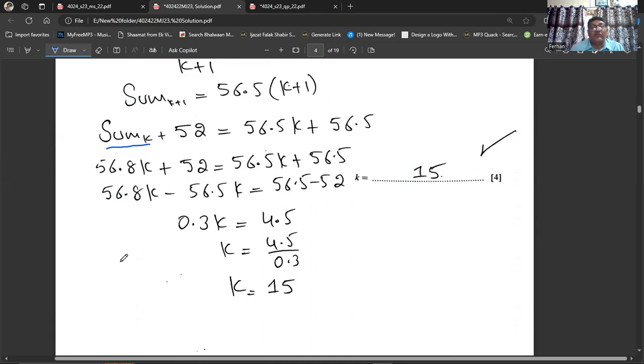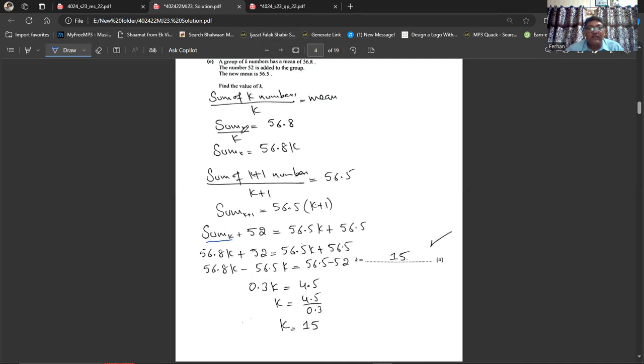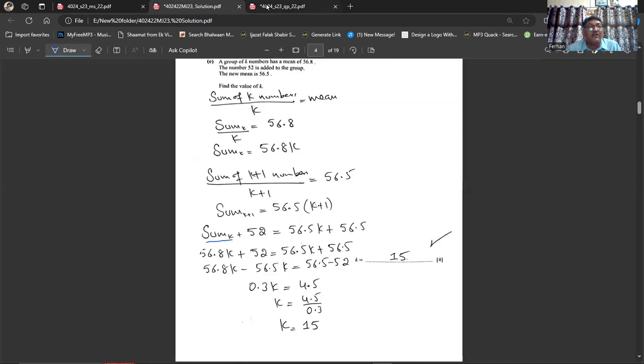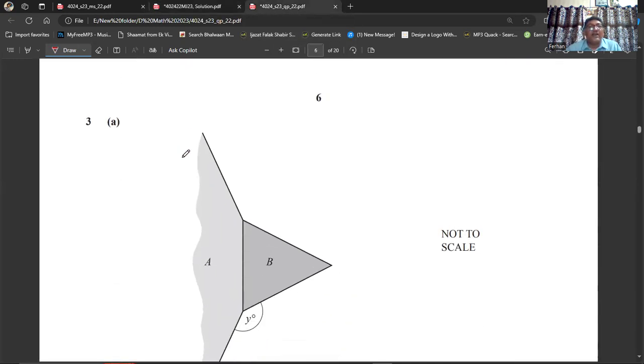So you will have 56.8k minus 56.5k is equals to 56.5 minus 52. So you will have 0.3k is equals to 4.5, and k will be equals to 4.5 divided by 0.3, and k will be equals to 15. So this is how this question is done. So the value of the k is 15. So I hope you understand how this is done. K value is 15. So our answer is right. This is how it is done. I hope you understand. Okay, so we are going to the next question.